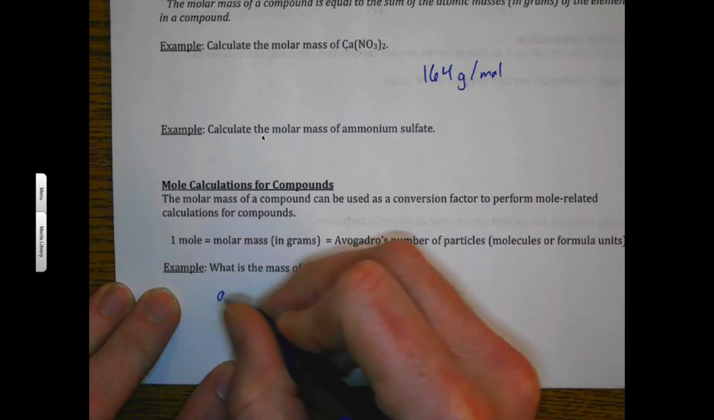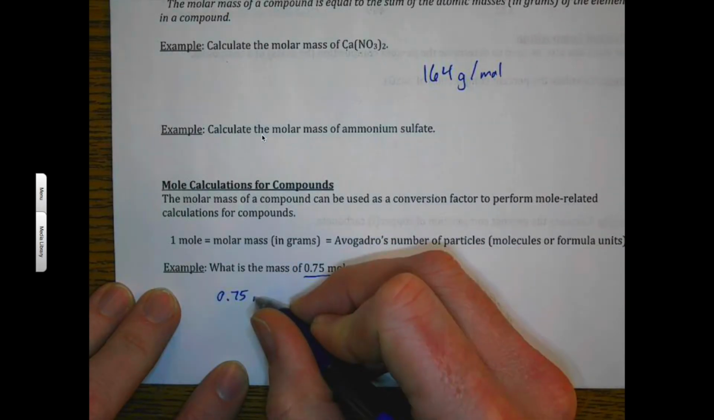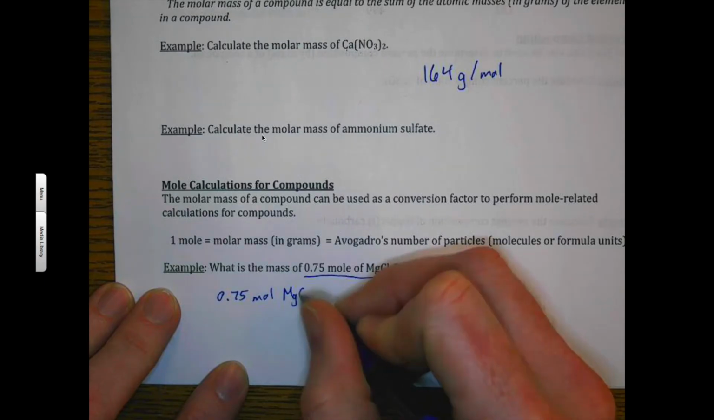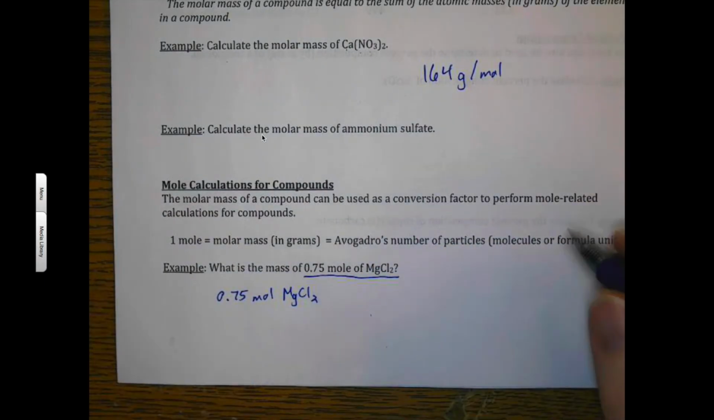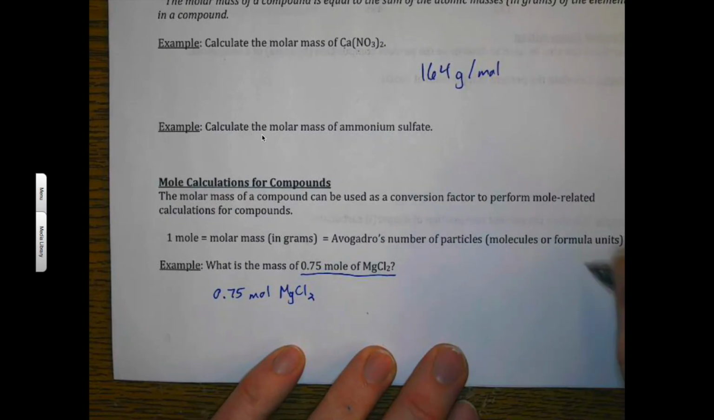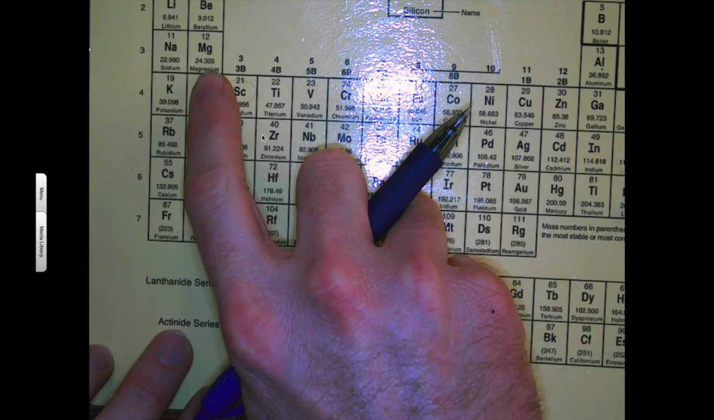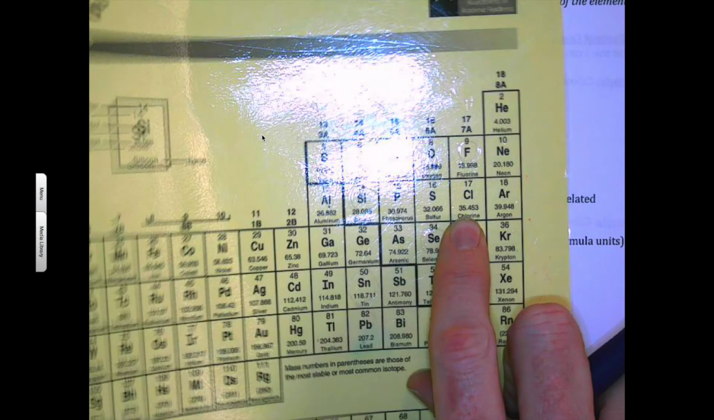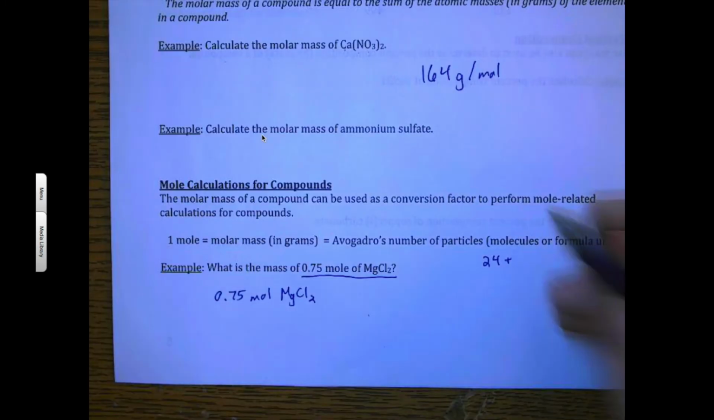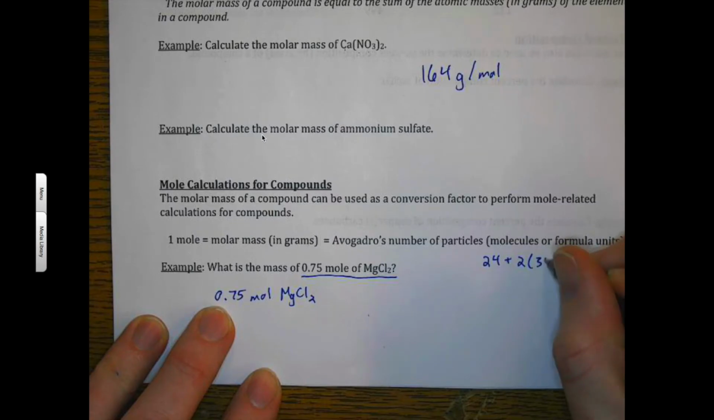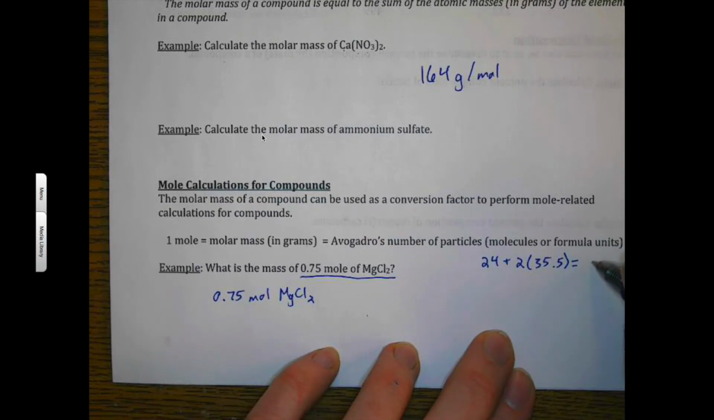So 0.75 moles of MgCl2. Well, I just need to do a quick tally right here. I know that Mg is 24. I look on the periodic table. Yep, Mg is 24. And then Cl is 35.5. So I'm going to add 2 times 35.5. If you approximate those, it's not going to make that big a difference. And so your molar mass is 95 grams per mole.